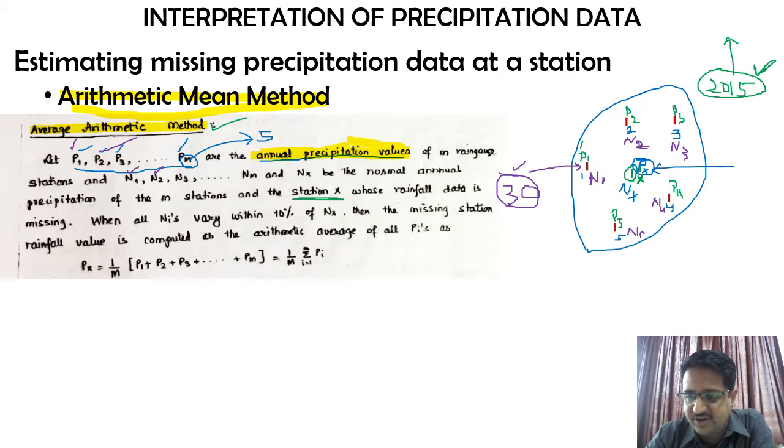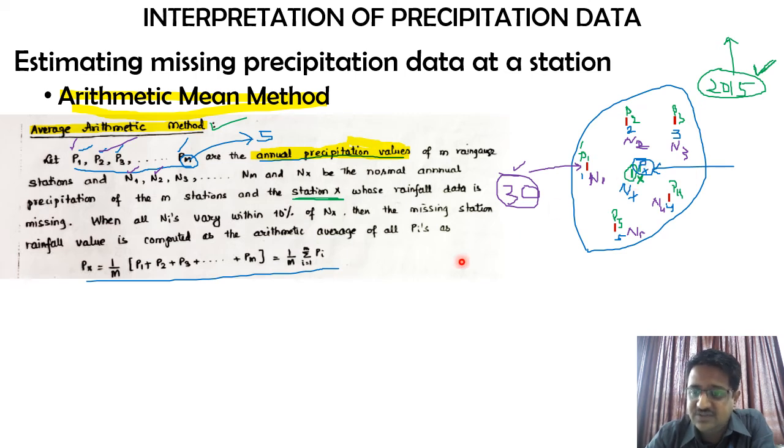So how are you going to do that? That is with the help of this simple formula. Px is nothing but the missing rainfall data, equals 1 by m. So 1 by m over here is represented by 5, not 6. You are not supposed to consider the station which is not working.